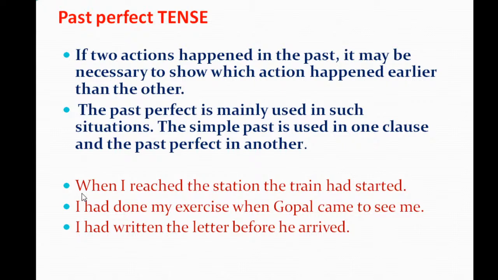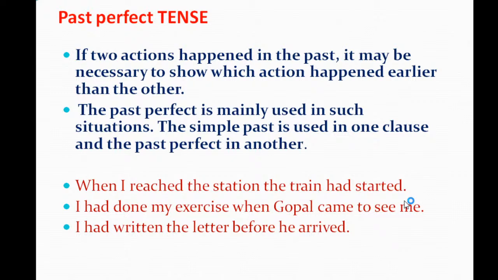So see how it is. When I reached the station. So I reached the station is the past simple tense. The train had started. The train had started is the past perfect tense. So which one happened earlier? I reached the station earlier or the train had started was earlier? So the train had started happened earlier and I reached later on.